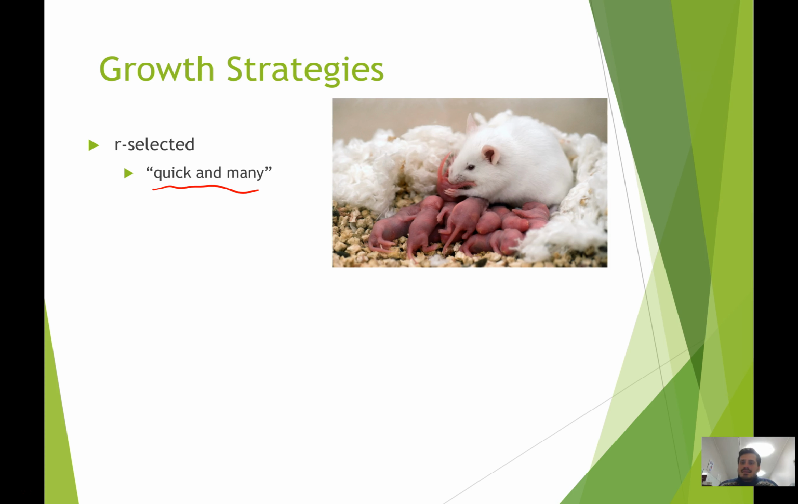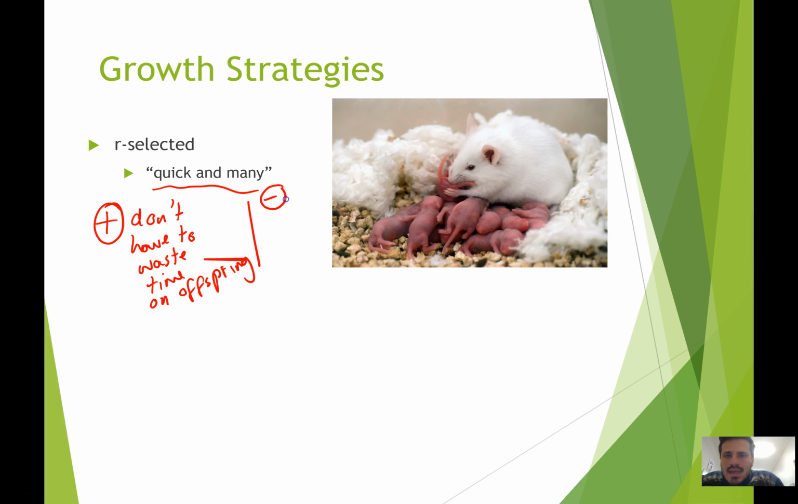What does this mean? Most of the offspring of a rat die before they get to a few months of age. But because they had so many offspring, this isn't going to have a huge effect, and they're still going to get a growth in the population. So the pros, we could say, is that they don't have to waste time on offspring. But the cons is lots die.